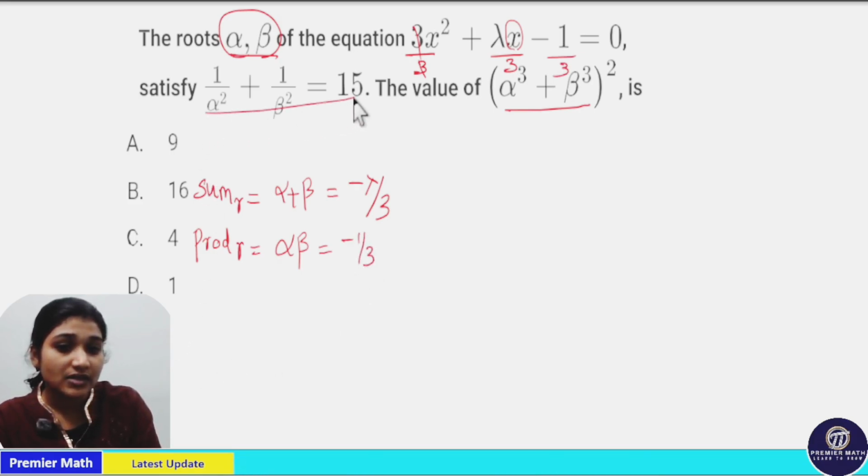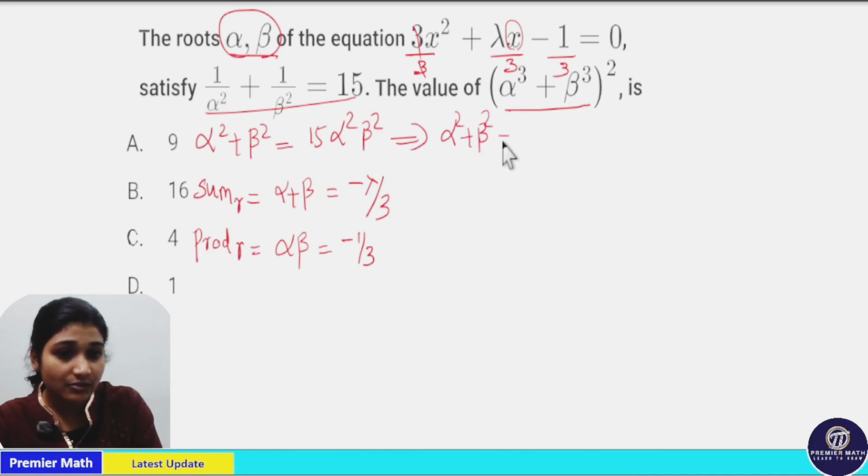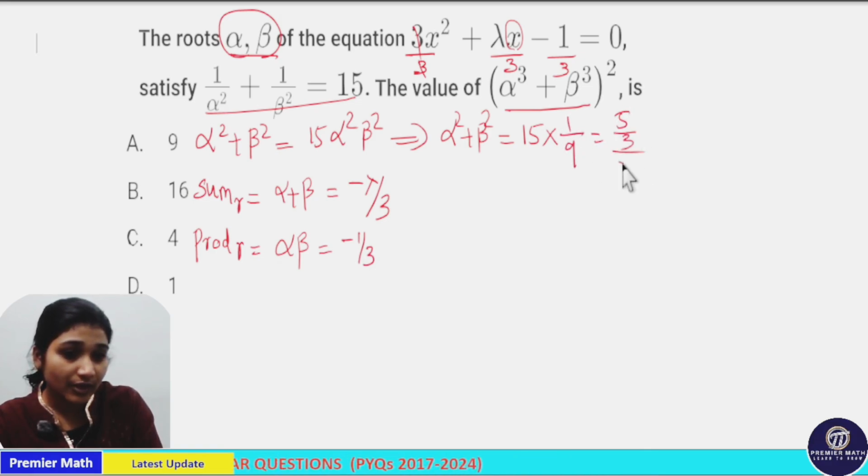And from this statement, alpha squared plus beta squared is equal to 15 alpha squared beta squared. Then we can find alpha squared plus beta squared from this, which is equal to 15 into alpha squared beta squared, which is negative 1 by 3 the whole squared, which is 1 by 9. So this will become 5 by 3.